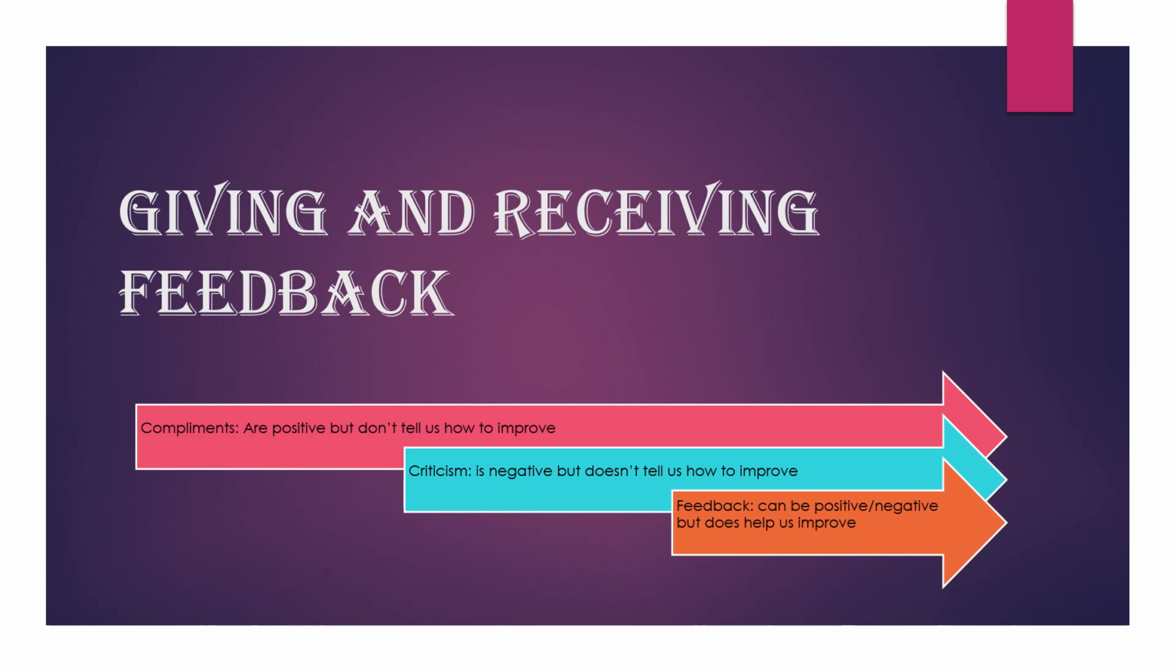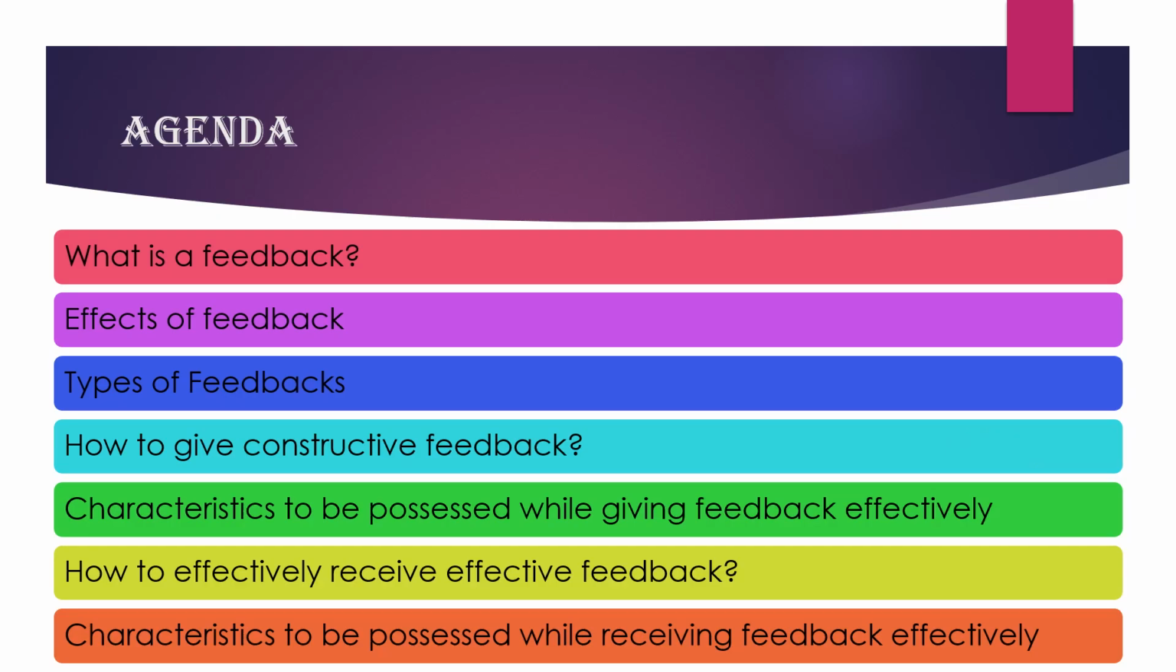So in the last lecture, we understood what is a feedback and how to give a feedback and how to receive it. So in total, the agenda of this lecture was to discuss what is a feedback, effects of feedback, types of feedback, how to give constructive feedback, characteristics to be possessed while giving feedback effectively, how to effectively receive effective feedback, and characteristics to be possessed while receiving feedback effectively.